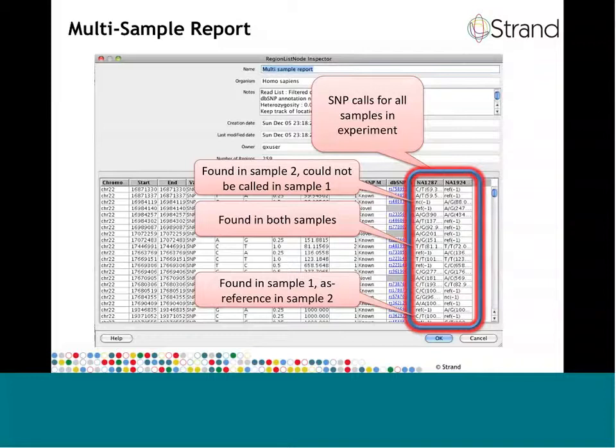In the third example, a SNP was called in the second sample, but there was not enough information in the first sample to make any call at all. That means NC, no call, and it's most likely due to low coverage or no coverage at all. So we couldn't make a decision one way or another.